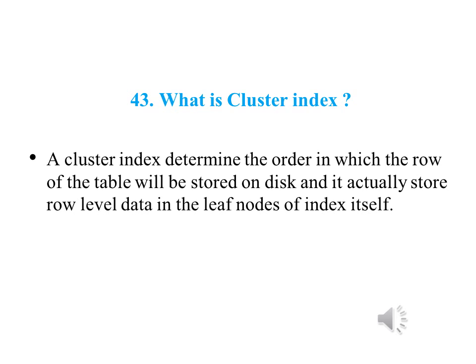A clustered index determines the order in which the rows of a table will be stored on disk, and it actually stores row level data in the leaf node of the index itself. That's why if you want to retrieve data using this kind of index, it will be very fast, because the optimizer finds that data very easily since the data is stored in the leaf node of the index itself. So no need to search too deeply. It is on the leaf node, you just have to search.